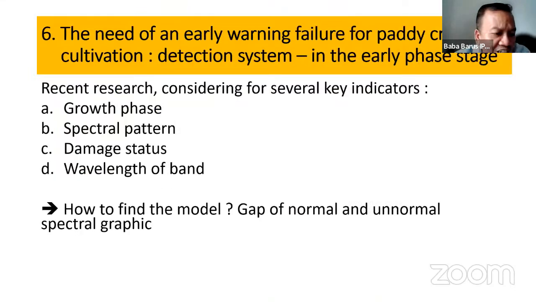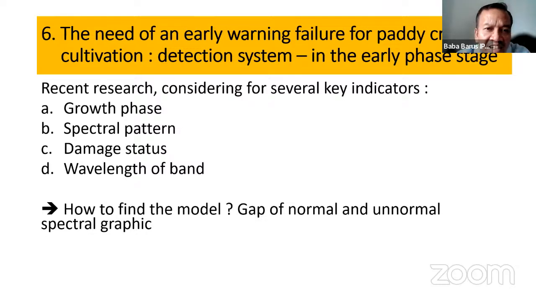The other thing is that after we introduced our method and the system, there was a new expectation from the government. What they need is related to a detection system, especially a model for an early warning system for potential paddy crop failure. So far, we have a research now.